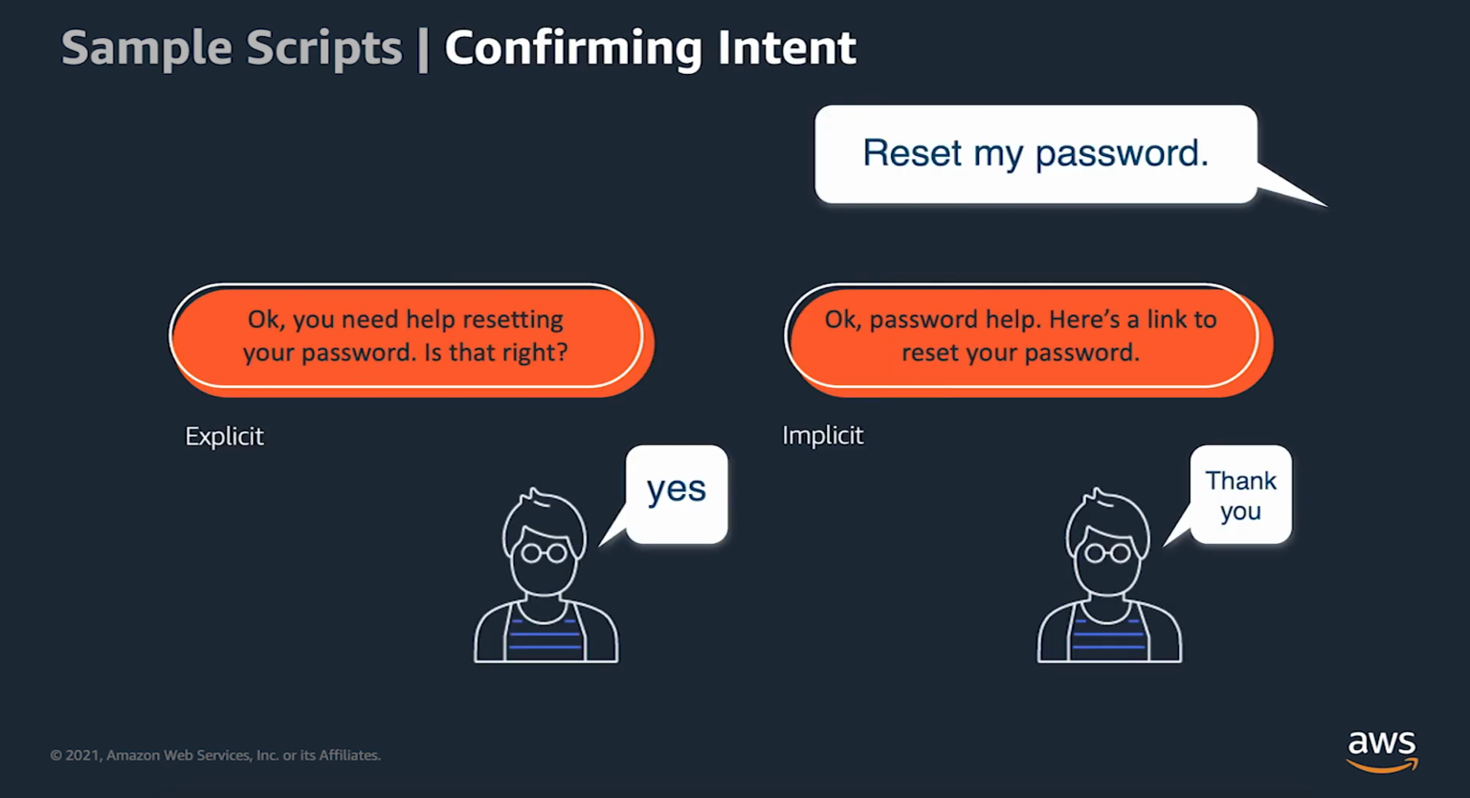Something else to consider is confirming intent. So there's different ways that we can confirm with the user what they're trying to do, right? So you can explicitly ask, okay, you need help resetting your password, is that right? Or you could have an implicit understanding where you think the user said, reset my password, your application thinks that's what's happening, and so it presents, okay, password help, here's a link to reset your password. And you can consider the pros and cons of these when you're building out the script for your happy path, because depending on how you want the customer experience to go, you may consider choosing an explicit confirmation or an implicit confirmation.